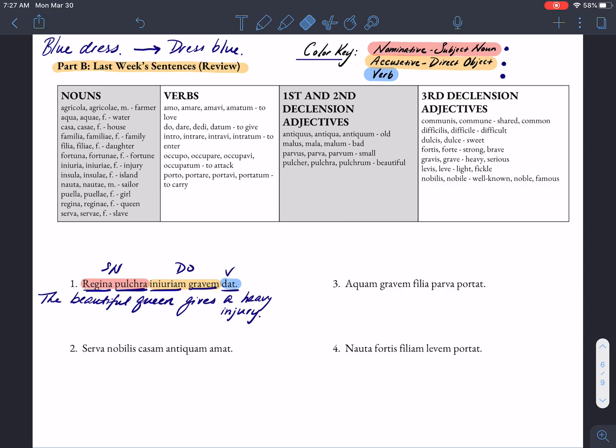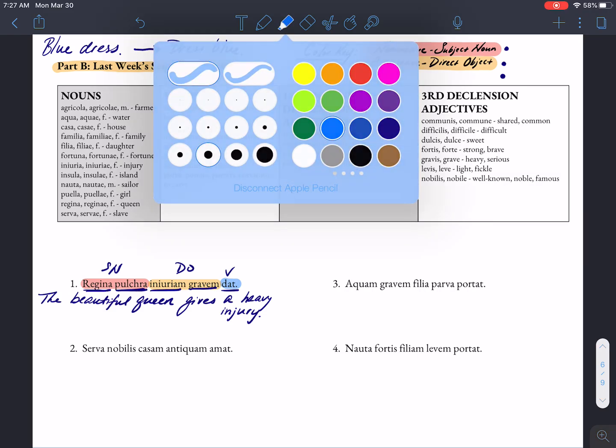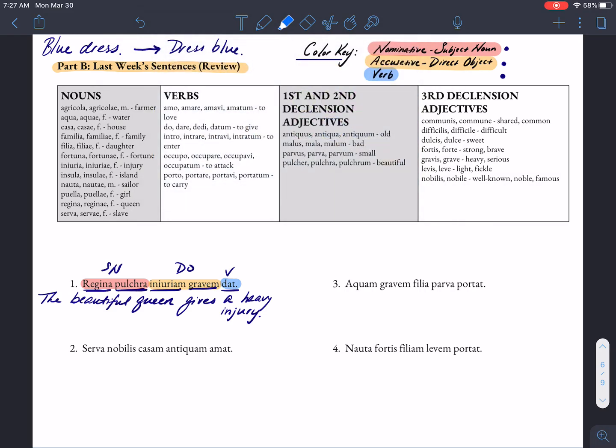Let's do the same thing with number 2. Serva nobilis cassam antiquam amat. First things first, always find your verb. We've got amat over here. Amat comes from amo, amare, amavi, amatum, and it means to love. Now, amat is singular, so we're going to need a nominative singular. And we do, we have it, serva, and it's going right next to nobilis.